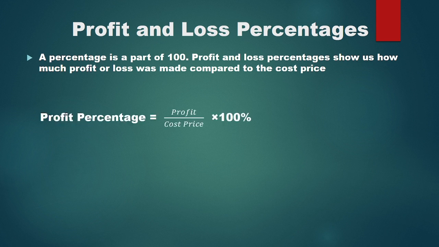The formula for profit percent is simply equal to your profit over your cost price multiplied by 100%, while loss percentage is equal to your loss over your cost price multiplied by 100%. You might want to ask why we are dividing by cost price in both formulas. It's because we are comparing the profit or the loss with the cost price.